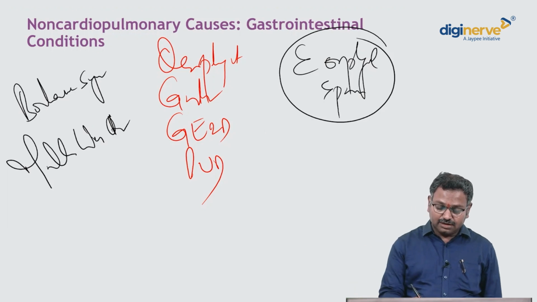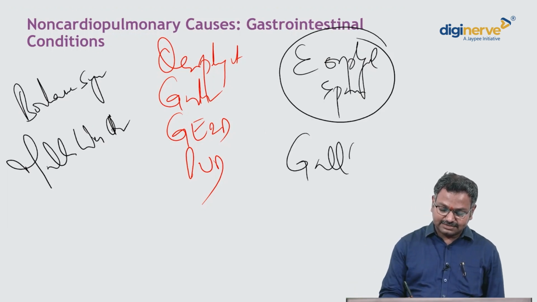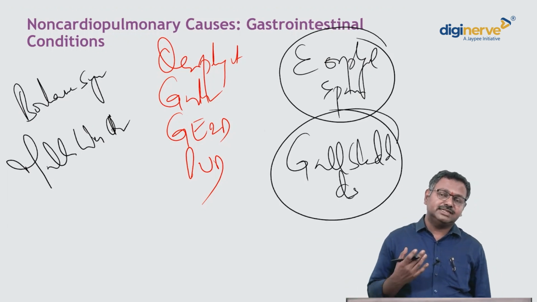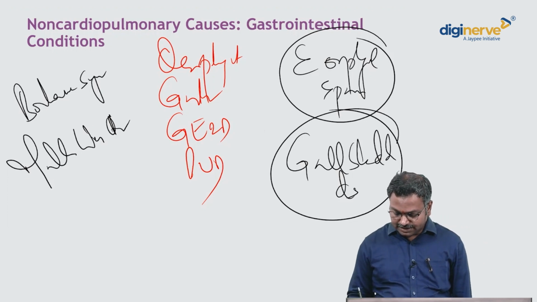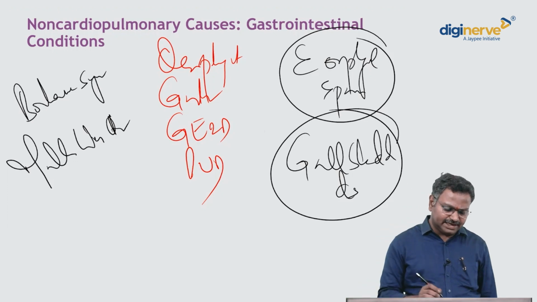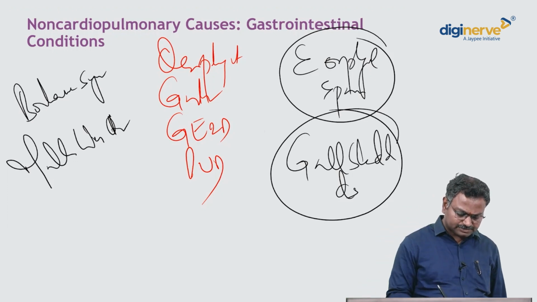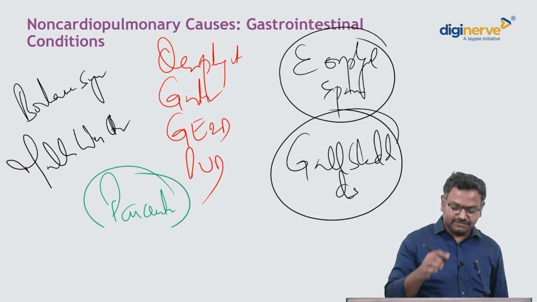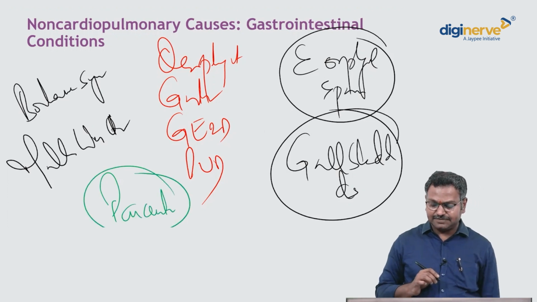You could have gallbladder disease manifesting with pain. It irritates the diaphragm and you can have pain there. They could have other features that could be seen there. Sometimes pancreatitis, which is rare, can also manifest with chest pain. So you could have these features that could be seen there.